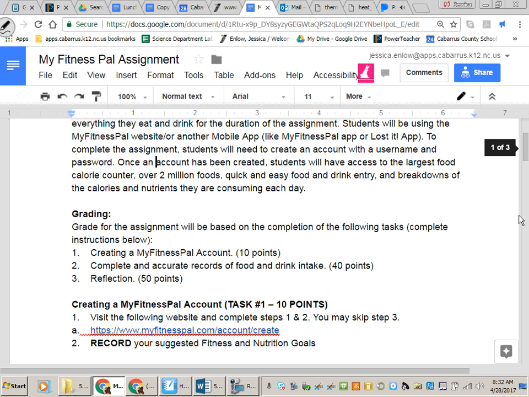Complete the accurate record of food and drink intake. So it's 10 points a day: Friday, today, Saturday, Sunday, Monday. Try to think of everything you consume, even if it's a packet of mustard that you put on a sandwich, or some creamer you put in coffee, or something like that.